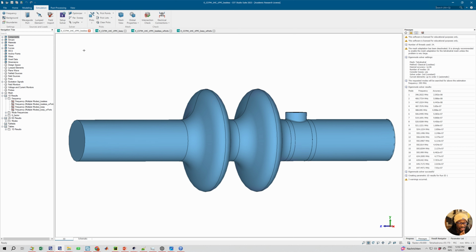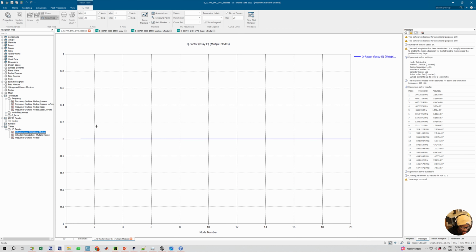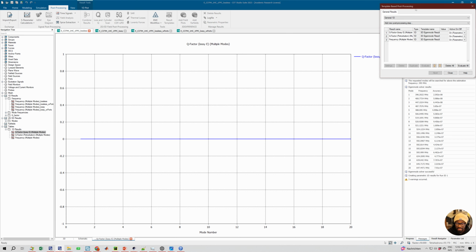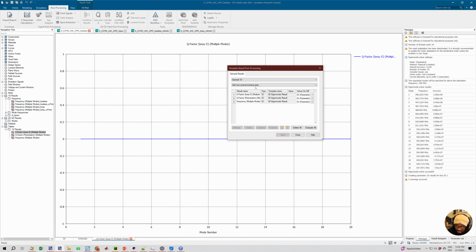What was I saying? So for the lossless case, it does not calculate the external quality factor. So if you look at the Q factor, lossy. Okay, I think I'm getting ahead of myself here. Let's get into the different quality factors that could be calculated using CST. Then we get back to the result.